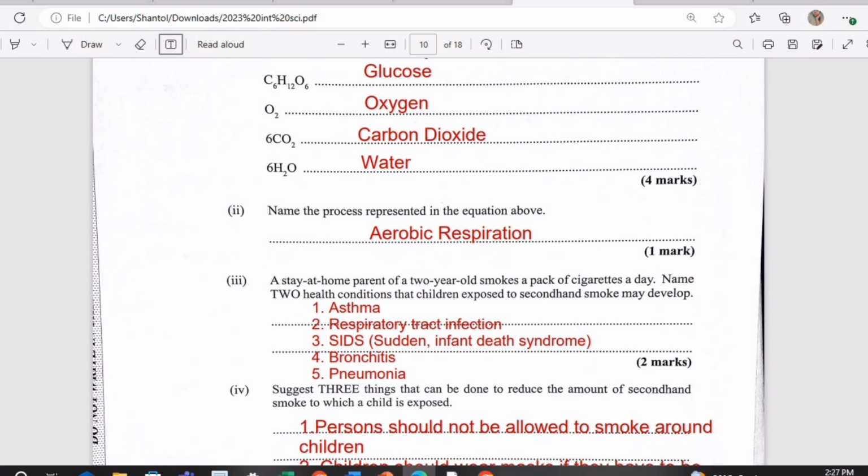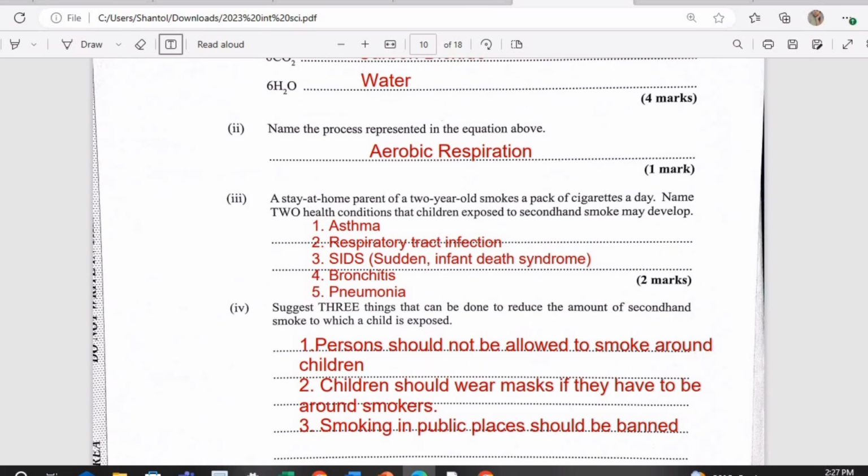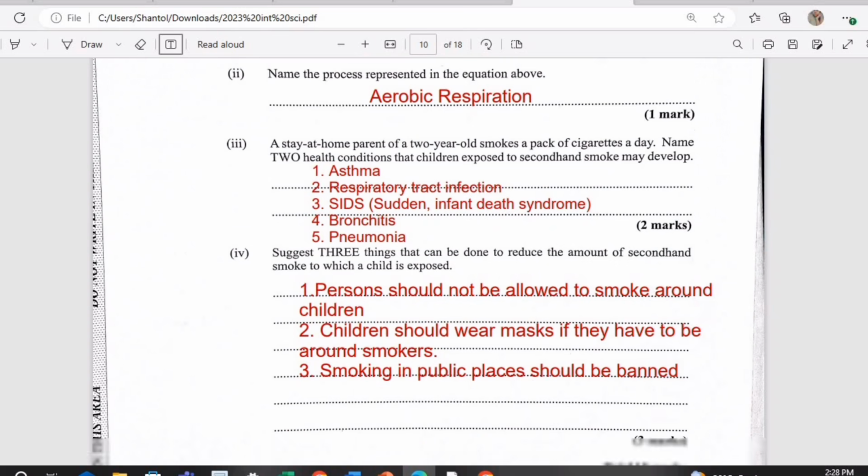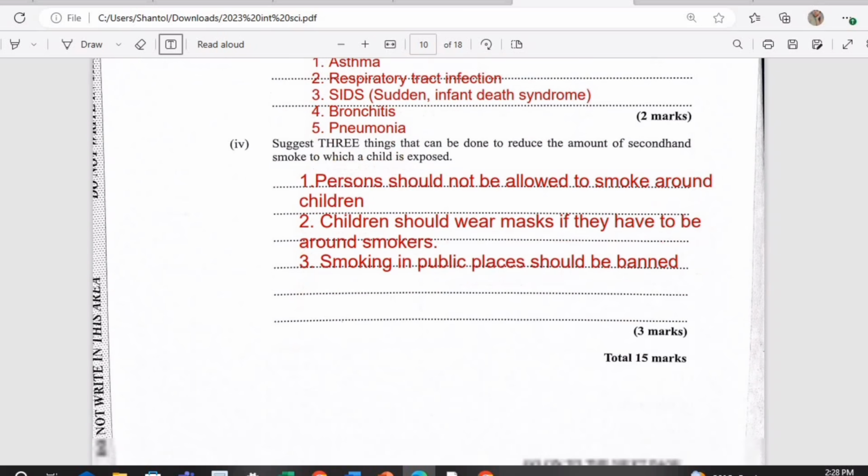Now, if you said 1, one person should not be allowed to smoke around children, 2, children should wear masks if they have to be around smokers, 3, smoking in public places should be banned. Those would be 3 good suggestions. Remember, the word suggest means that it can come from your own line of thought or your own thinking. It is not necessarily from a textbook. So if you suggested something that would have prevented children from coming in contact with smoke from cigarettes, then you are fine. So that would be for 3 marks.